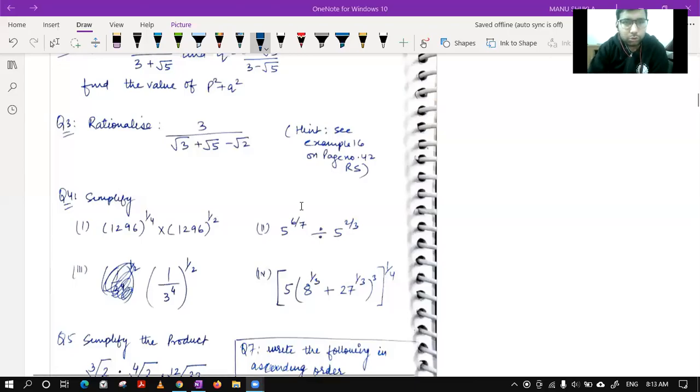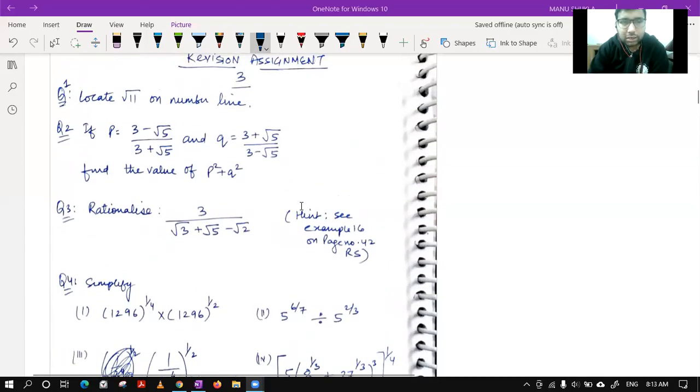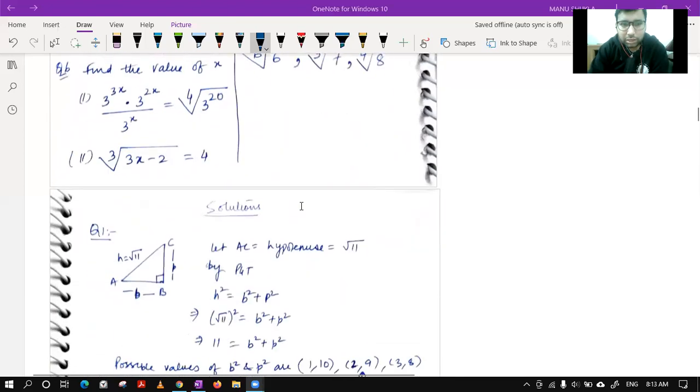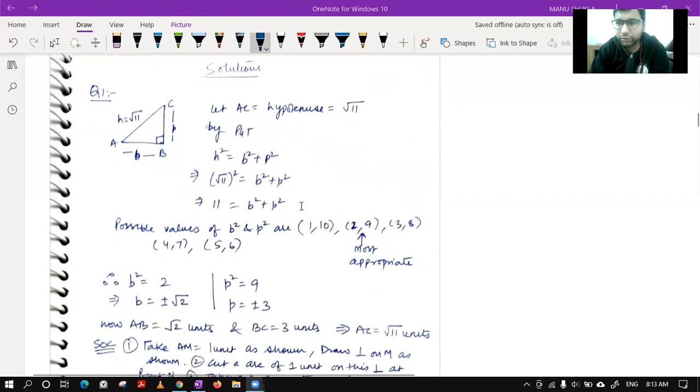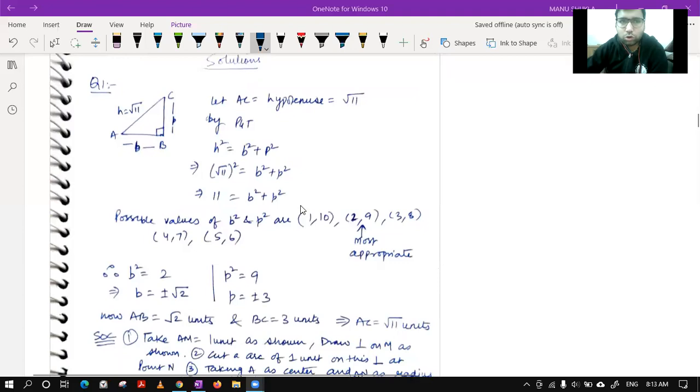Okay, question number 1. Locate under root 11 on the number line. I hope this one was easy for everyone. We have done this before also. First, you need to make a rough diagram of a right angle triangle, and after that, you think of possible values of B and P. The method is the same for every question like this. We got to know that 2, 9 is the better one.